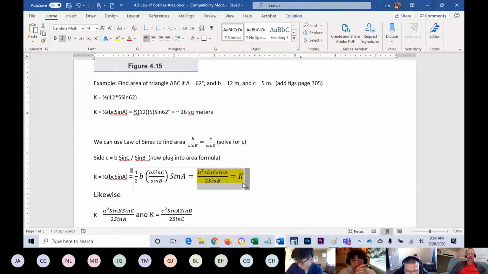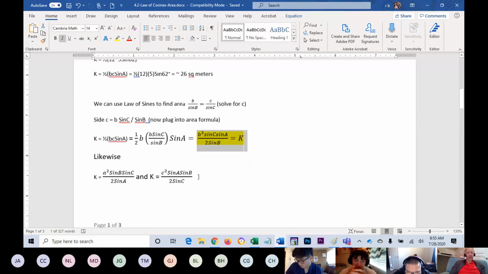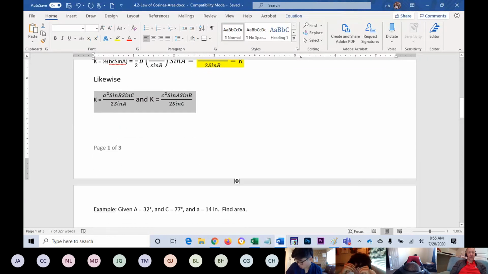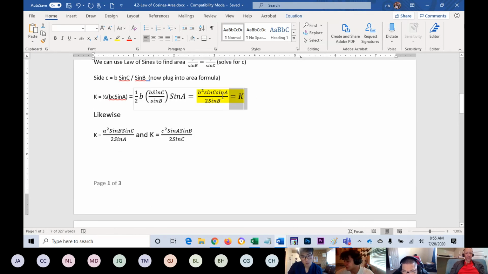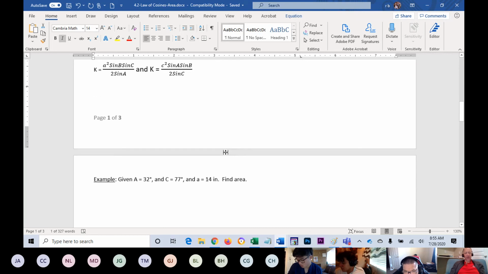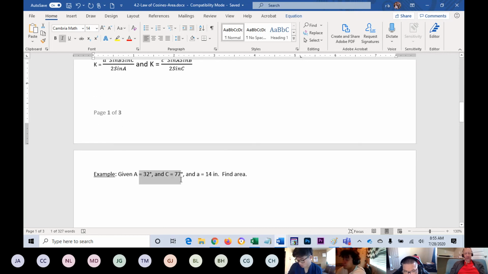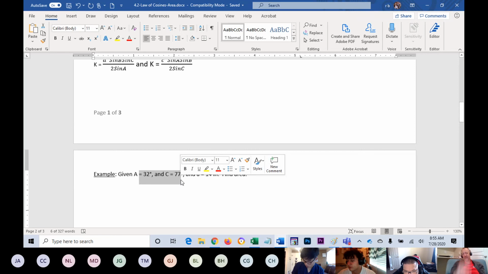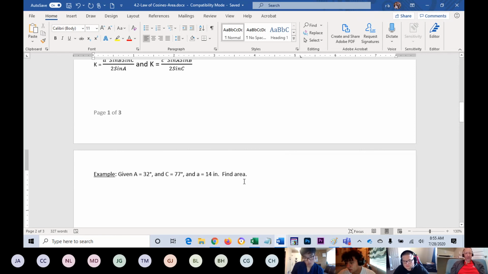The nice thing about that is it's useful if you have all of the angles and only one of the sides. And you could do that for these other two formulas as well. So given these two angles, I've got all three angles, and one side. So find the area.